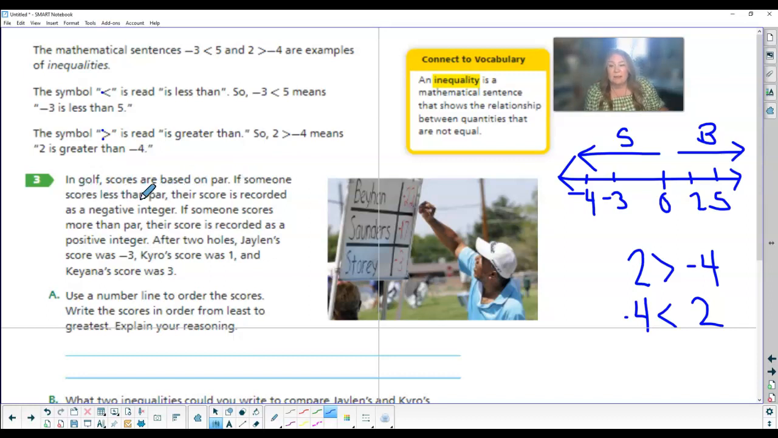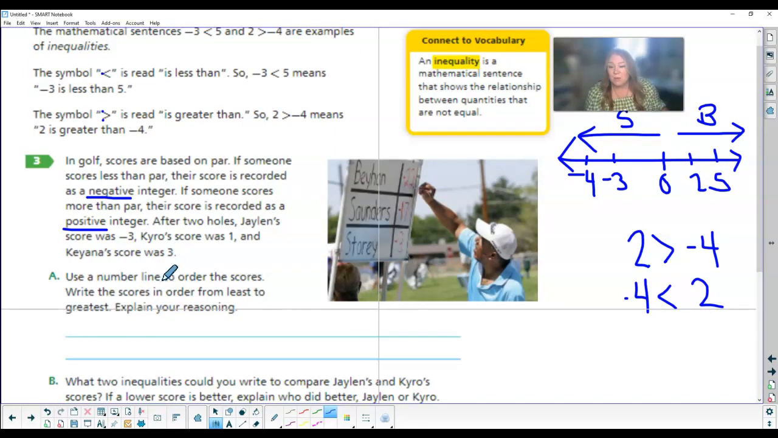So in golf, scores are based on par. If someone scores less than par, their score is recorded as a negative. If someone scores more than par, then their score is recorded as positive. So in golf, you want a lower score. After 2 holes, Jalen's score was -3, Cairo was 1, and Kiana's was 3. Use a number line to record the scores. Write the scores in order from least to greatest.